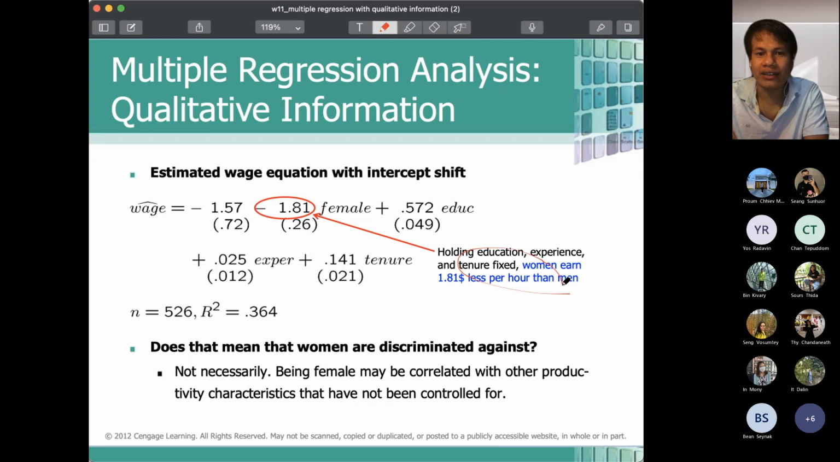No longer a 1 unit increase in X leads to an increase in Y, but here you have to use the category that equals 1 compared to the base category. So holding education, experience, and tenure fixed, or in other words, after controlling for education, experience, and tenure, women earn $1.81 less per hour than men. Right? That is the proper interpretation.